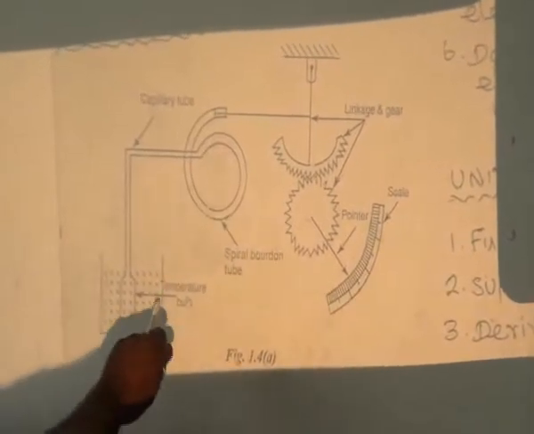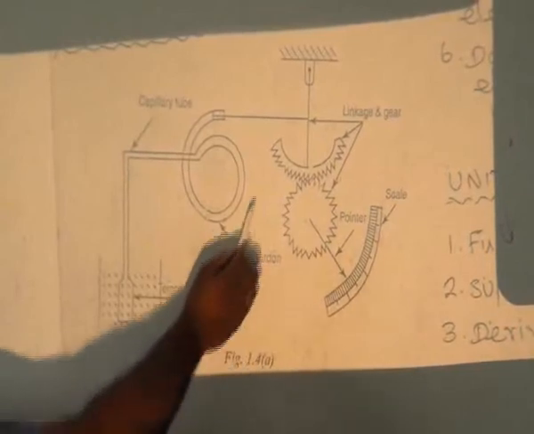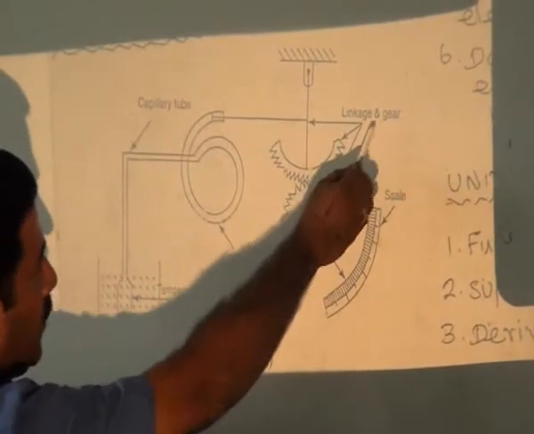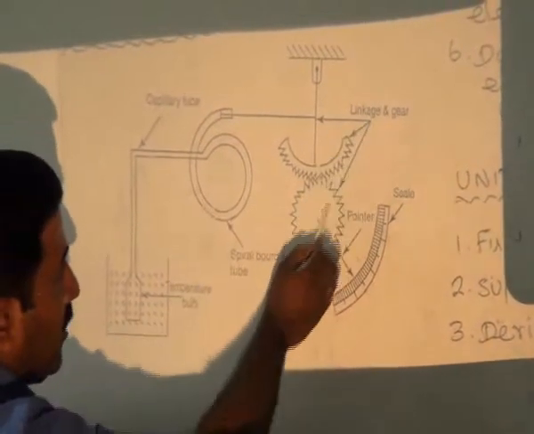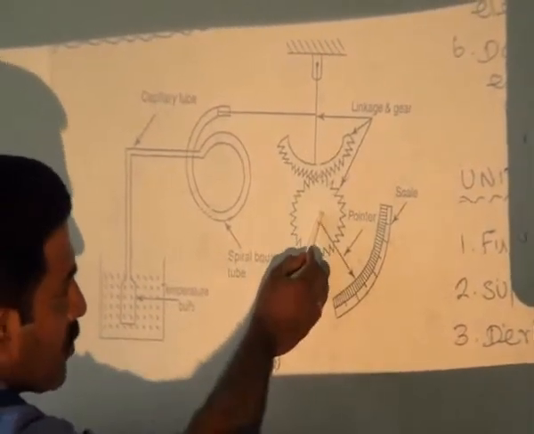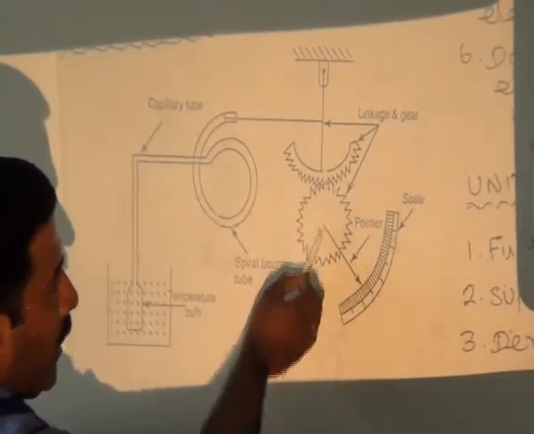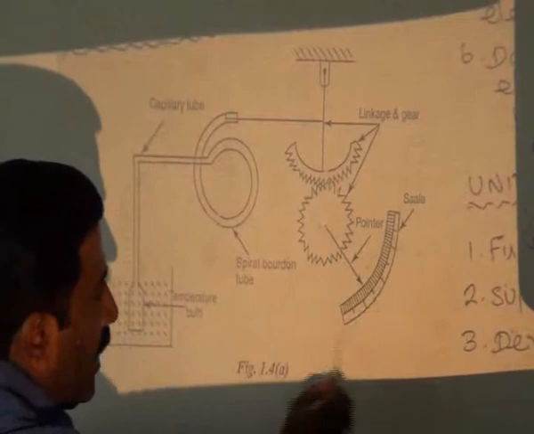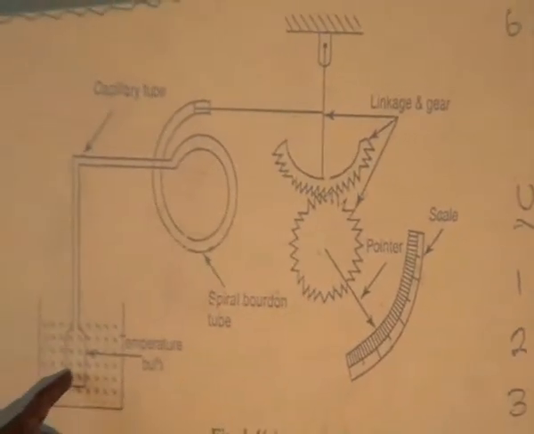The various elements we are using are the capillary tube and then the spiral Bourdon tube, and then the linkage of gears. The linkage is connected with the spiral Bourdon tube, and then the linkage is connected with the gears, and one pointer is pivoted on the gear. Then there is the display unit, the scale is the display unit. So we have to measure the temperature.